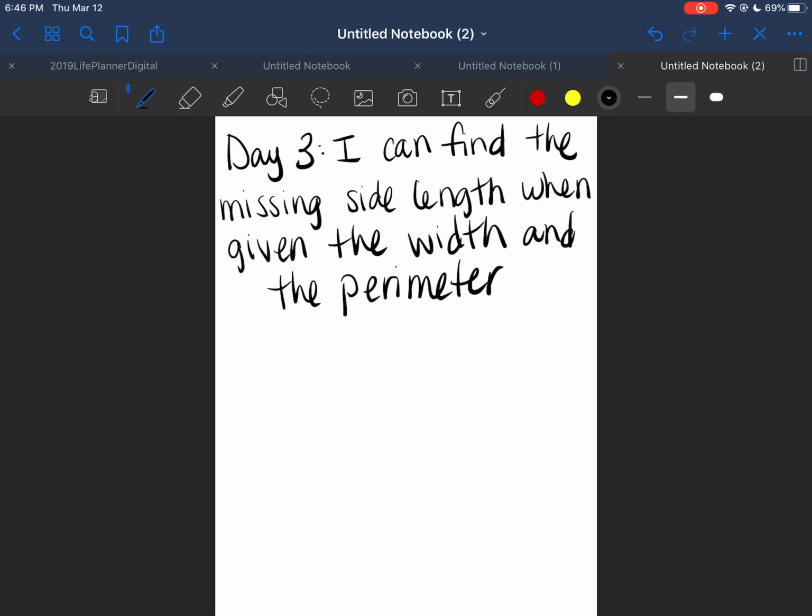All right, friends, we're back for day 3. So day 3, we are also still working with perimeter. Our I can for today is I can find the missing side length when given the width and the perimeter or the length and the perimeter.